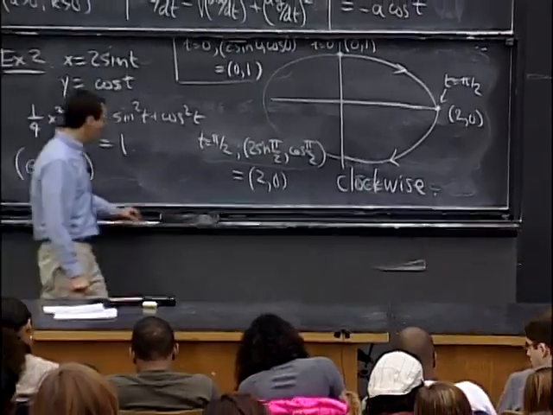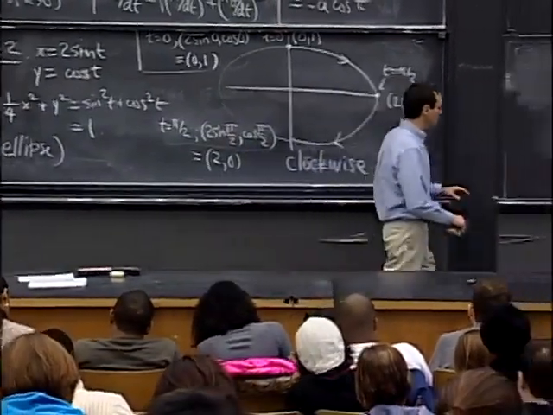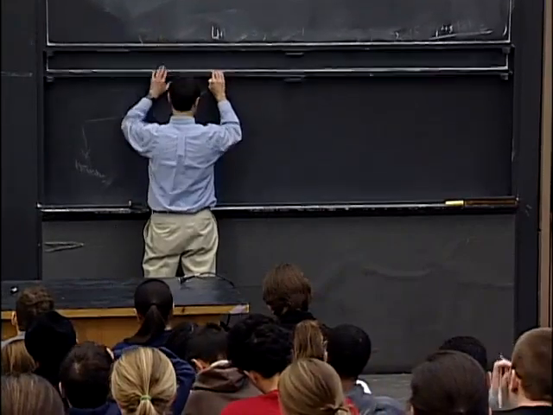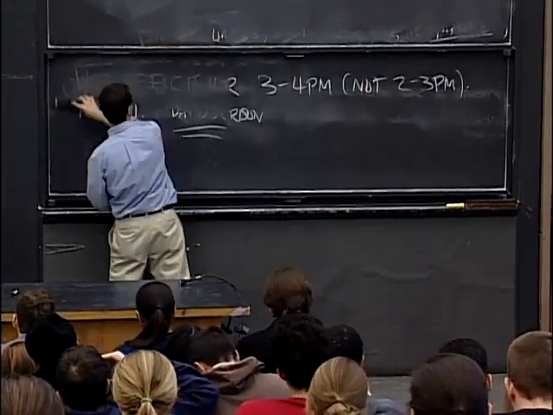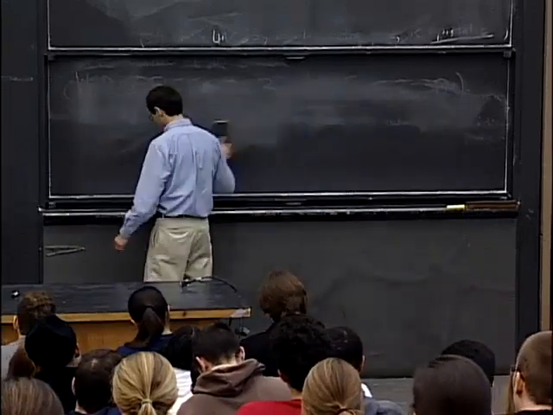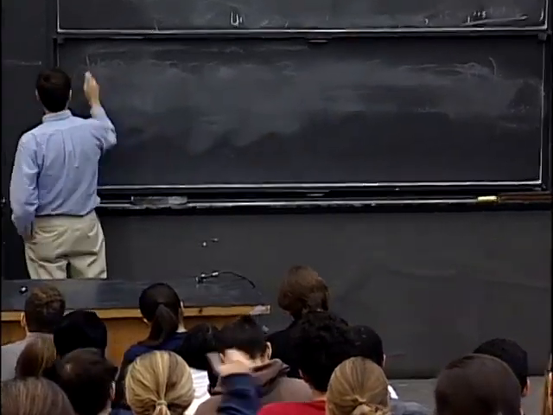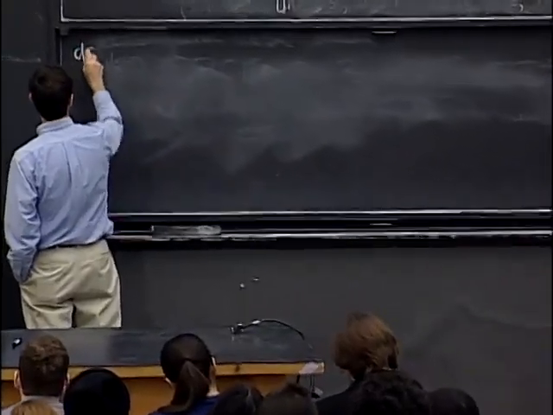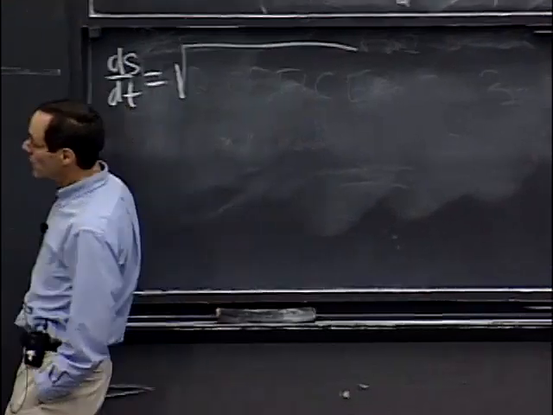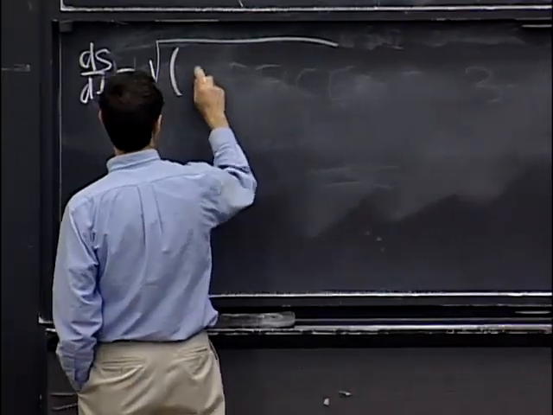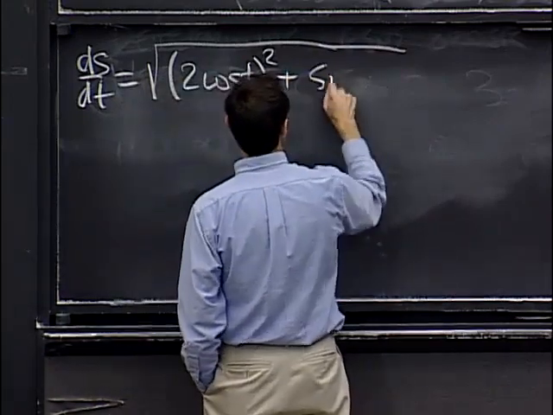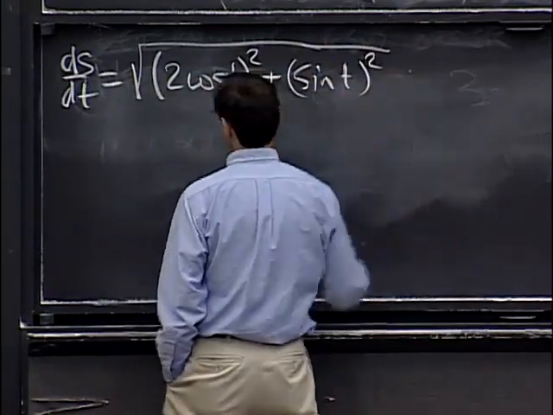All right, now let's keep track of its speed. Let's keep track of the speed and also the arc length. So the speed is the square root of the derivatives here. That would be 2 cosine t squared plus sine t squared.